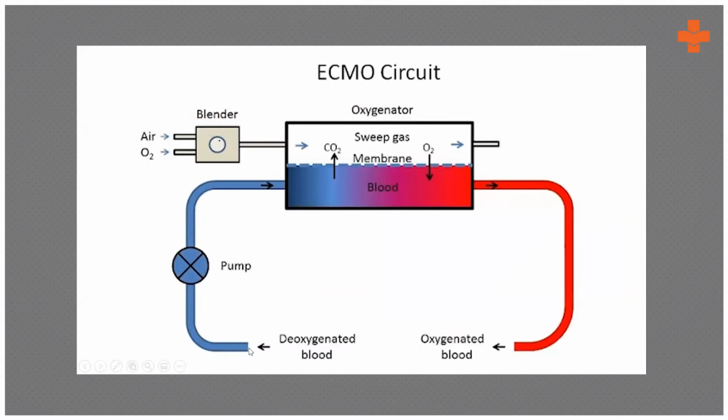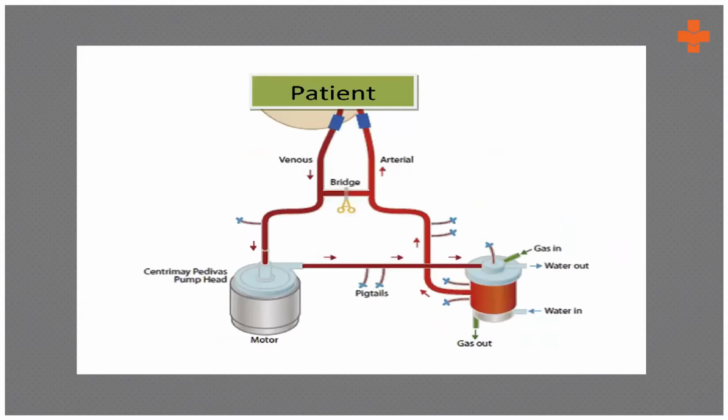So you have the patient, deoxygenated blood coming from the patient, going through the pump. It goes to the membrane oxygenator, which is supplied by air. And then the oxygenated blood comes out and is sent back to the patient. This is a simple diagram for the ECMO. The same thing again: the venous blood going to the pump, then going to the oxygenator. So this becomes the heart, this becomes the lung, and it goes back to the patient. And there is a small bridge in the middle, the role of which I will tell you later.